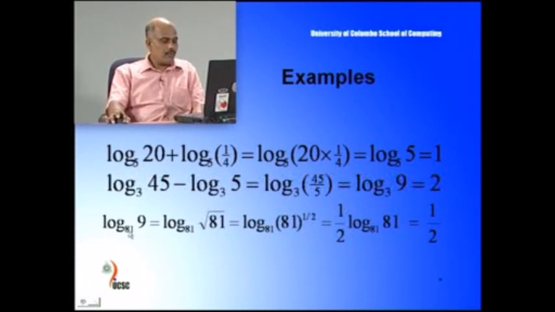Look at this one. The logarithm of 9 to the base 81 can be expressed as logarithm of root of 81, which is also equal to 81 to the power half. The root of 81 means 81 to the power 1 upon 2. So, by using one of the rules of the logarithm, we can take this power out. So, which is equal to half log 81 to the base 81, which is equal to half.